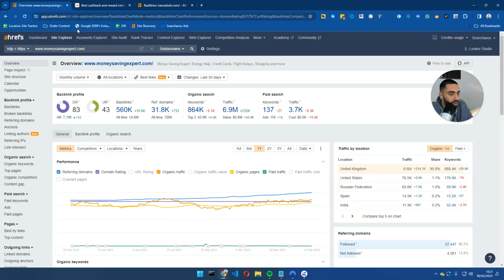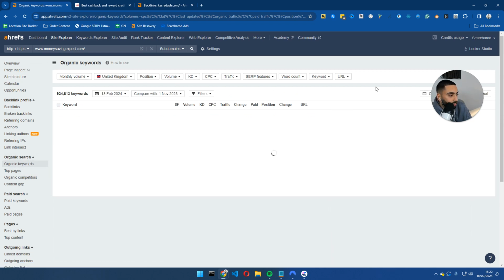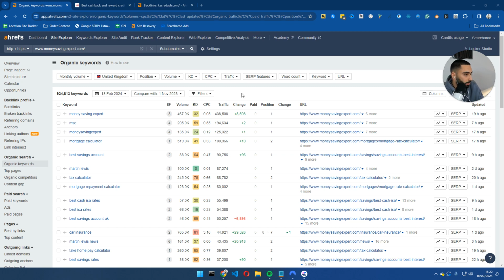So what I have done here is just build up moneysavingexpert.com, and what I'm going to do is try and find some featured snippets that they aren't ranking in and where we could actually improve. So if we go to organic keywords on the left hand side here, you will need Ahrefs for this, but I'm going to assume that all of you guys do have this.